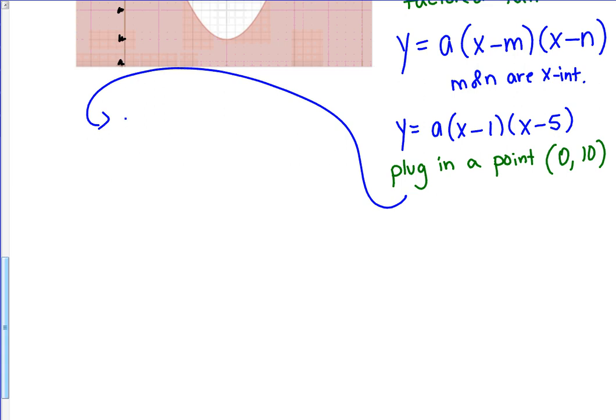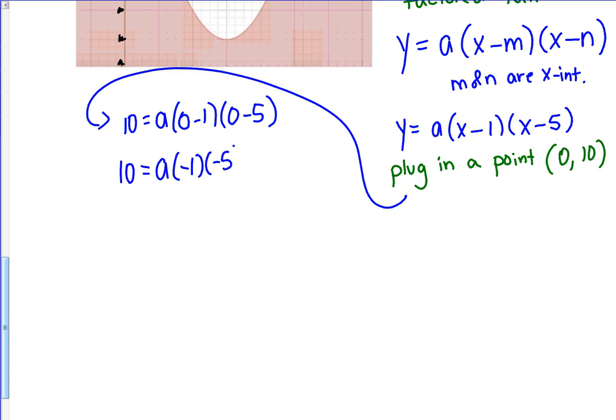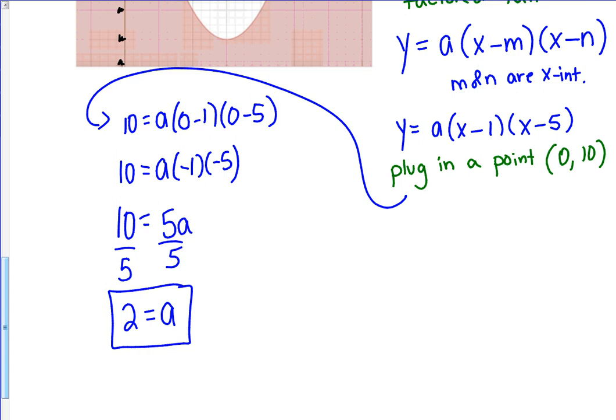So let's plug that in. 10 is equal to a times 0 minus 1, 0 minus 5. Or negative 1 times negative 5. 0 minus 1 is negative 1. 0 minus 5 is negative 5. And what is negative 1 times negative 5? 5. So what's a? 2. And there you have your equation.